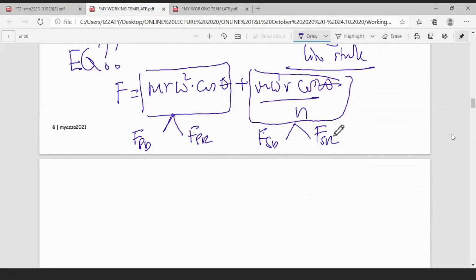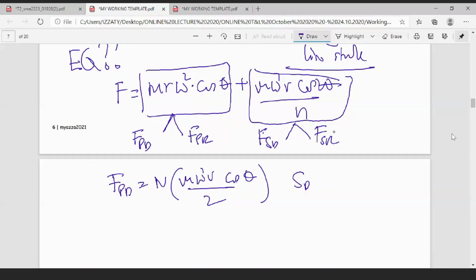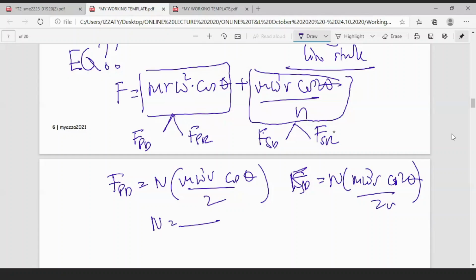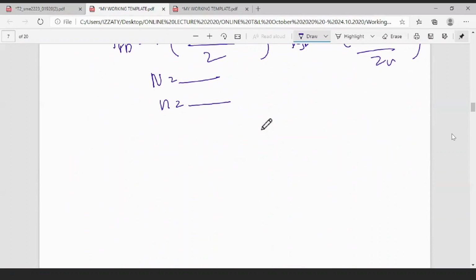So the equation as I gave you in class: the F primary direct is equal to N times m omega square r cos theta divided by 2. For the secondary direct, F secondary direct is N times m omega square r cos 2 theta divided by 2n. This capital N is the number of cylinders, and the small n is the ratio. Okay, now let's start to solve the problem.